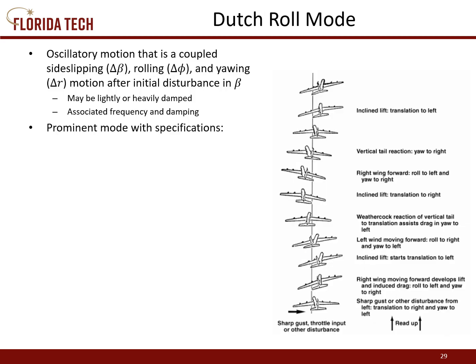So now we'll look at the second order Dutch roll mode. It's oscillatory, so it's going to have a frequency and a damping ratio. It's coupling with side slip, rolling, and yawing motion, and it's really kicked off with a disturbance in side slip. Depending on the aircraft, it could be lightly or heavily damped, but we will get a frequency and damping ratio from that.